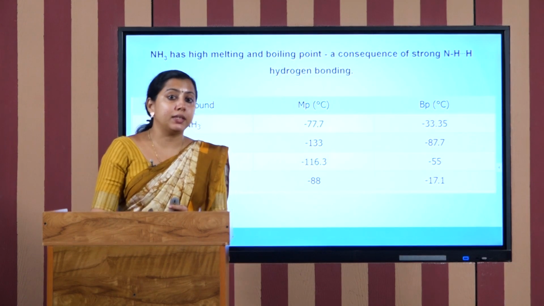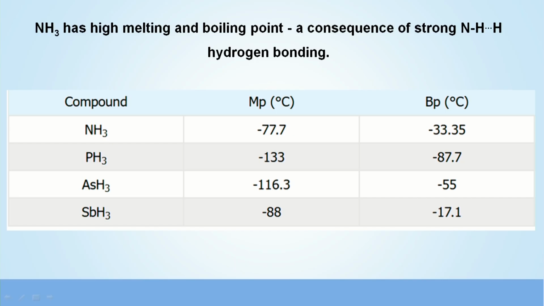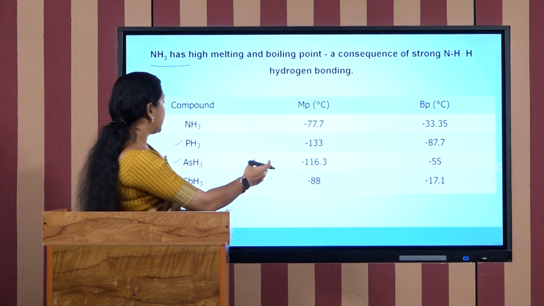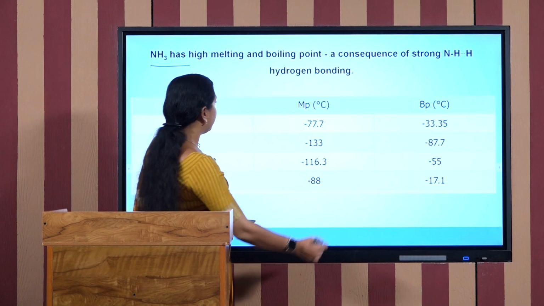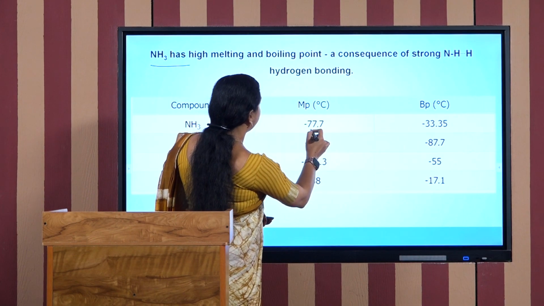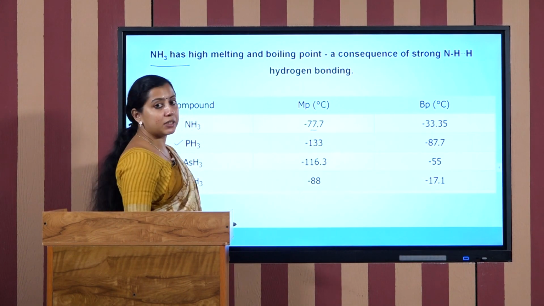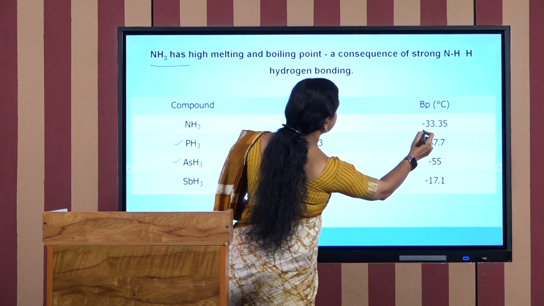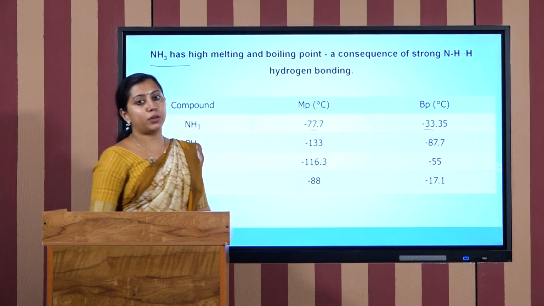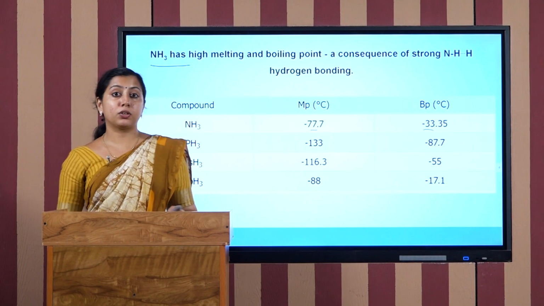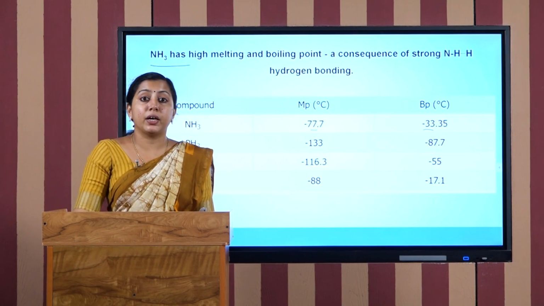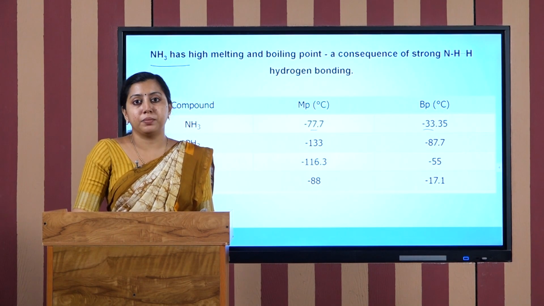Another example we can see is ammonia. Ammonia has a relatively high melting and boiling point when compared to PH3 or AsH3. When compared to the other two in the series, ammonia has a high melting point of minus 77.7 degrees Celsius and a boiling point of minus 33.35 degrees Celsius. Again, this is a direct consequence of strong N-H hydrogen bonding seen in ammonia.